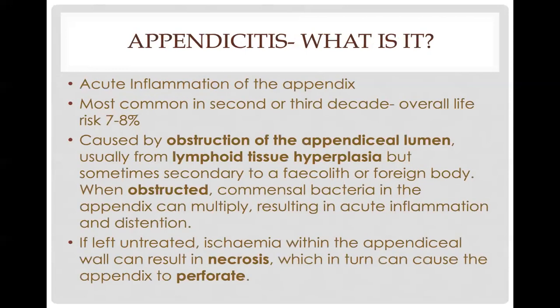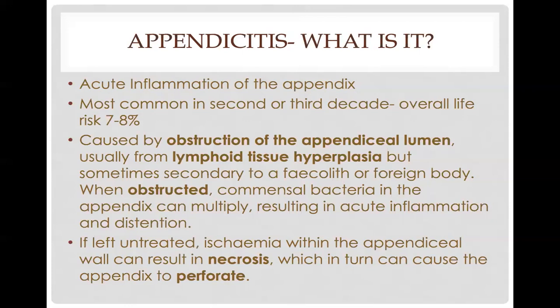So I'm just going to go into a bit of detail as to what appendicitis is. Appendicitis is acute inflammation of the appendix. It is most common in the second or third decade of life and has an overall lifetime prevalence of 7 to 8%. It's caused by obstruction of the appendiceal lumen, which is usually secondary to lymphoid tissue hyperplasia, but is sometimes secondary to a fecalith or foreign body.